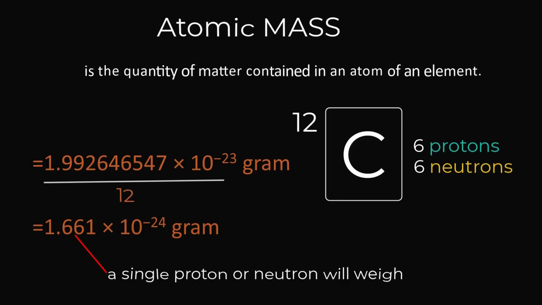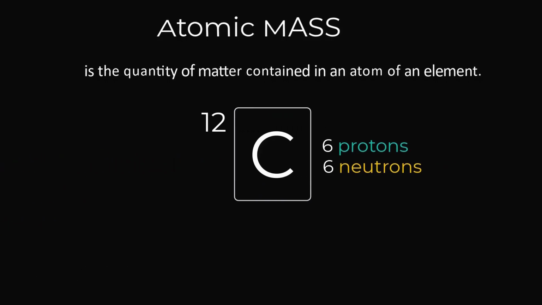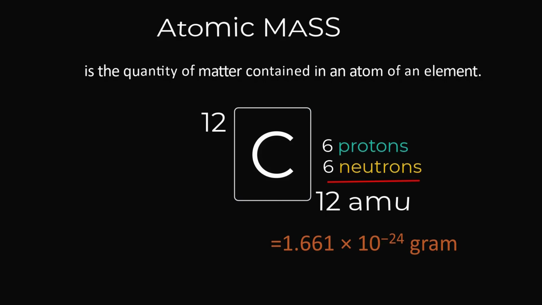For ease of writing and doing numerical calculations in the lab, scientists came up with a scale of measuring masses of atoms with respect to the carbon-12 weighing system. Scientists called each proton and neutron an atomic unit. So carbon-12 will have 12 atomic units, instead of writing 1.661 times 10 to the negative 24 grams times 12, which would give us the initial value of 1.999 and so on, which was weighed in the experiment.